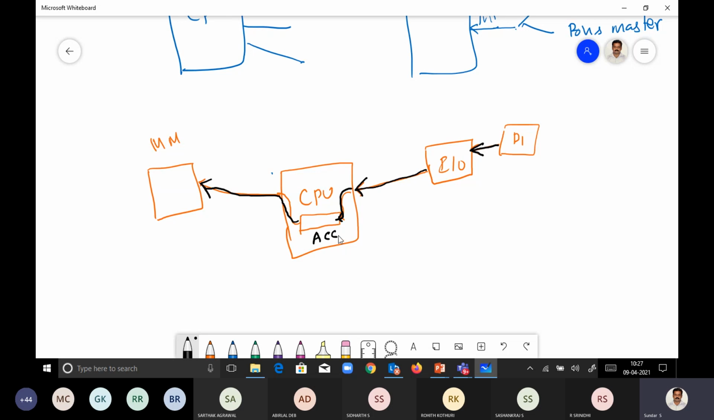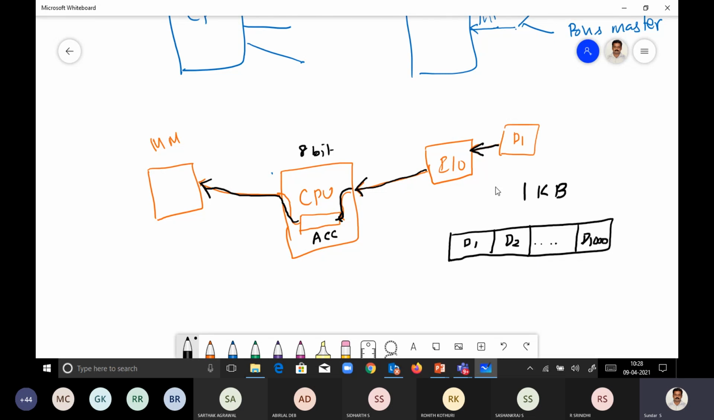Okay, right. Suppose this is the data path. Suppose this device wants to store 1 kilobyte of data into this memory. So again, this 1 kilobyte of data is divided into portions of data. Data 1, data 2. Let us assume it is an 8-bit processor. So data 1, data 2, up to data 1000. So every data will be of 1 byte.